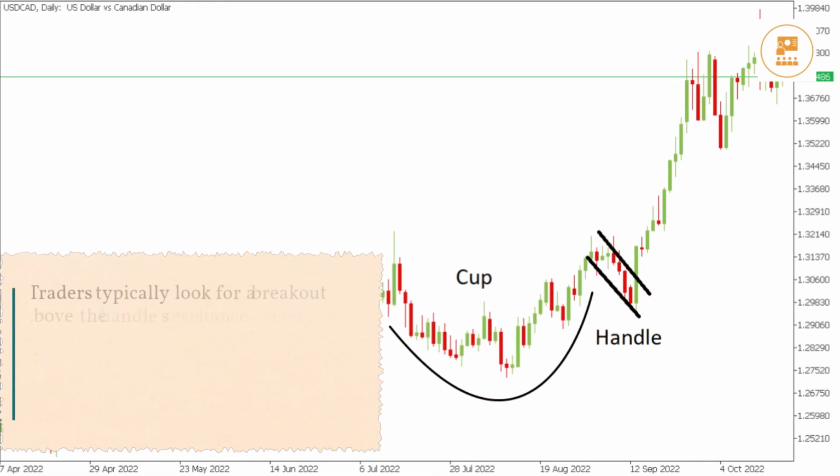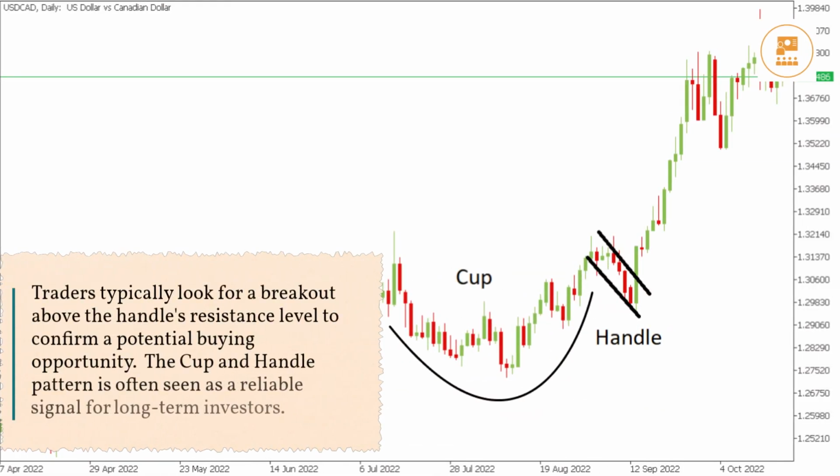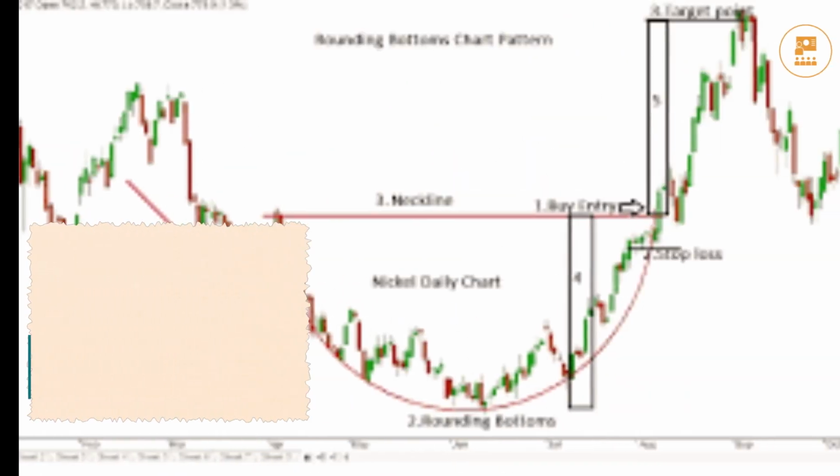Traders typically look for a breakout above the handle's resistance level to confirm a potential buying opportunity. The cup and handle pattern is often seen as a reliable signal for long-term investors.